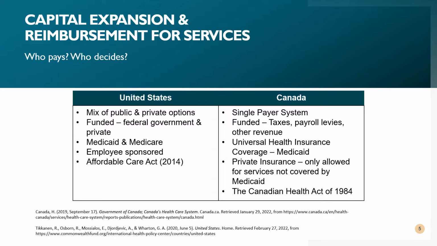Canada has a single-payer healthcare system, which is publicly funded through general revenue raised from federal, provincial, and territorial taxation, which includes personal and corporate taxes, sales taxes, payroll levies, and other revenue. Universal health insurance coverage provided through Medicaid is required for all citizens. There are no private options for general care or hospital care. Services such as prescription drugs, dental care, and mental health care are not covered by the Medicaid system, and therefore private insurance options are available for these services only.